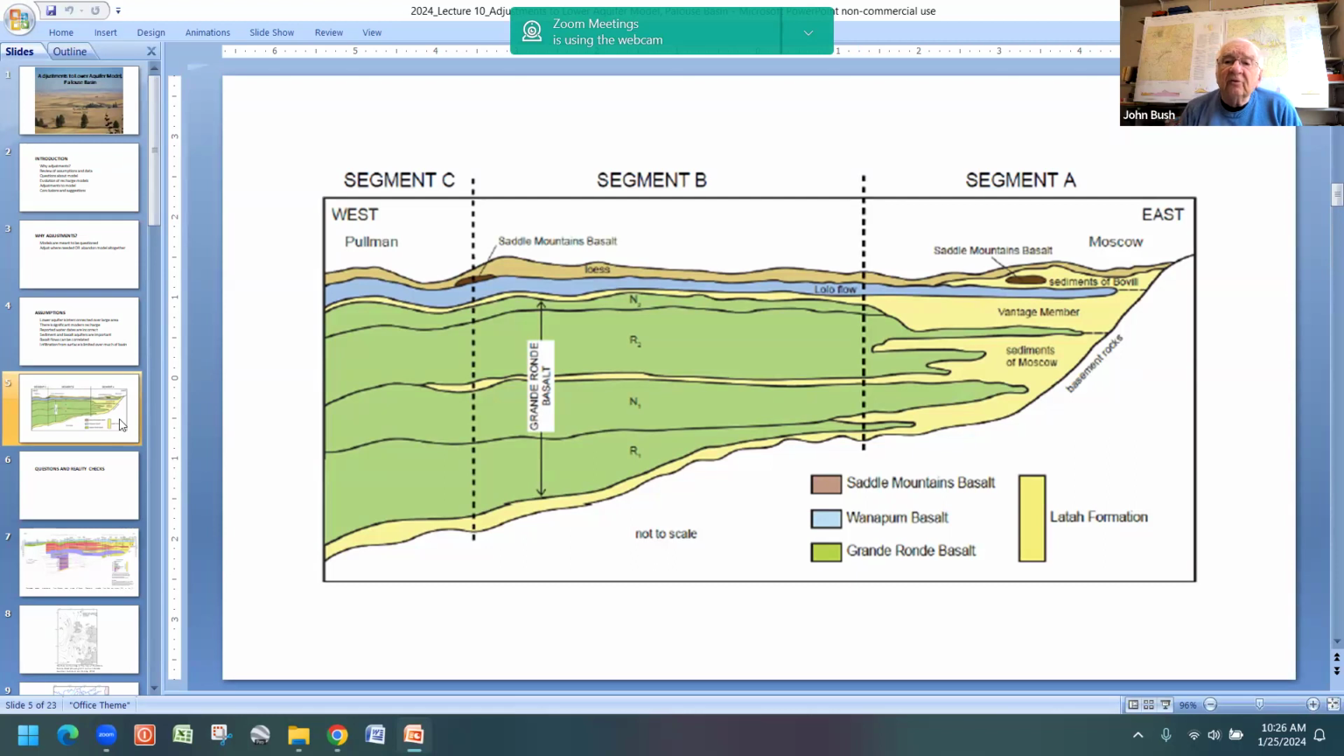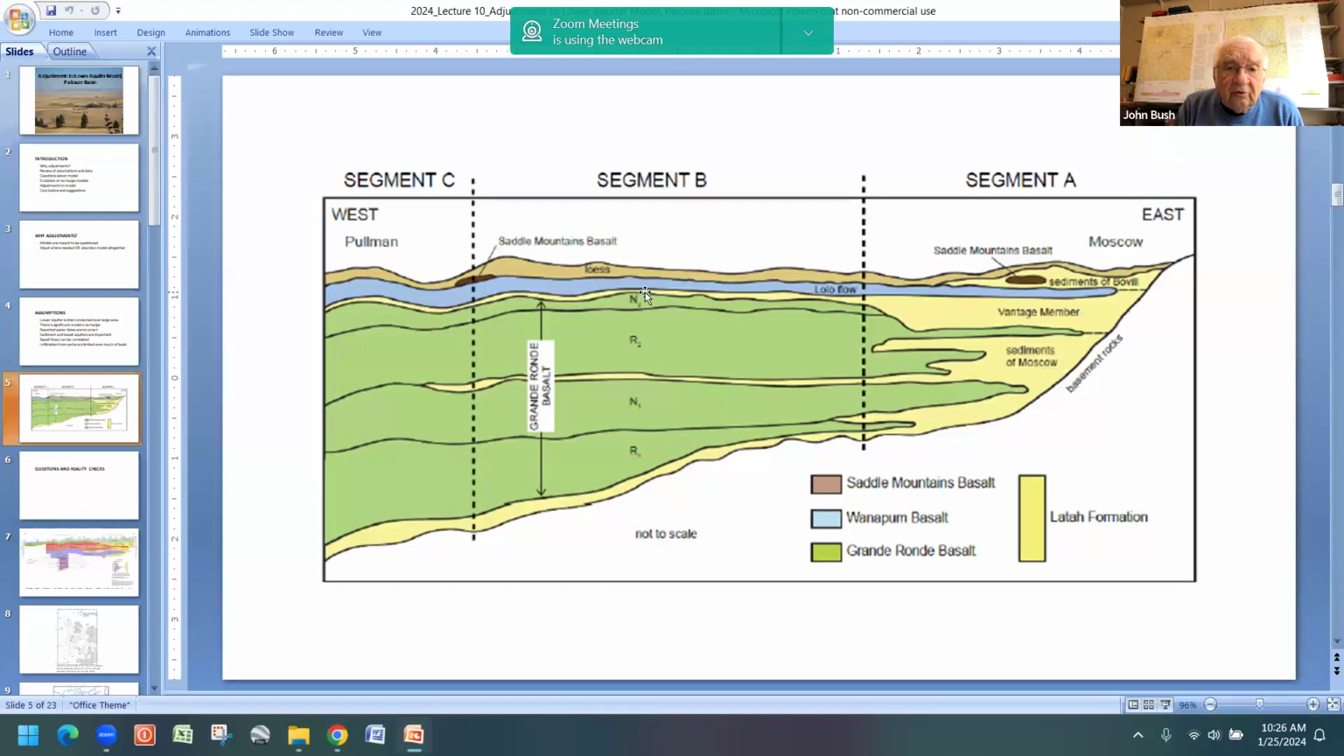This is a generalized cross-section, a very generalized cross-section. It's in several publications, several theses, several reports. It goes from the east in Moscow over to Pullman on the west. It's not to scale, but it does illustrate the relationships of the rocks and the sediments and so forth. The yellow are the sediments. The blue up here is the basalt flow called the basalt of Lolo, which belongs to the Wanapum Formation.